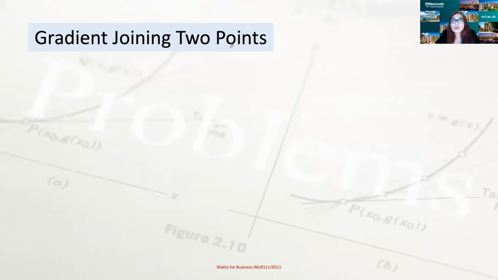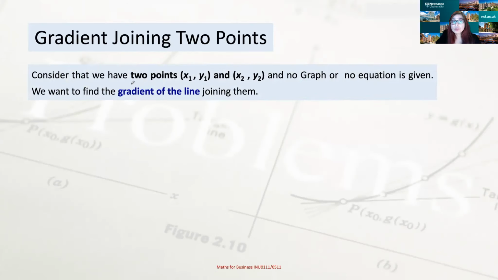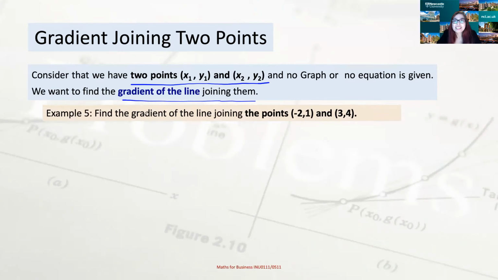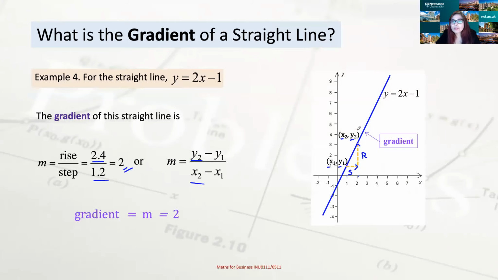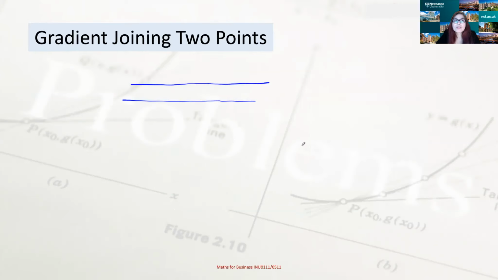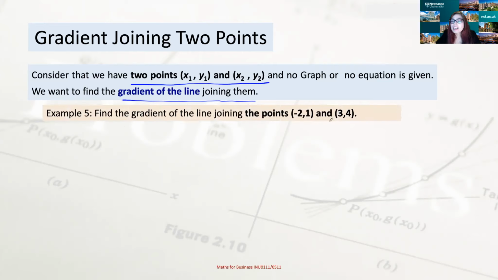Now, gradient joining two points. Consider that we have two points x1, y1 and x2, y2, and no graph or equation is given. How will you find the gradient of the line joining them? We have already seen the formula, isn't it? Let's take an example to understand that. If you have two points, we can simply use this formula, so we'll use it to find a solution for this.